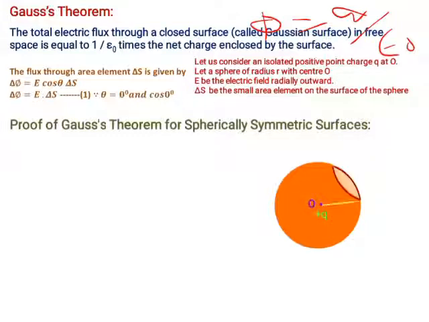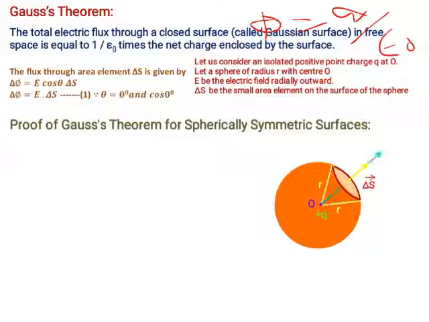Then these two are radius, r, and this is delta s. Delta s is a vector quantity. Just now we discussed area element or surface area, and it is a vector quantity. That is the reason we have to show the arrow. This is the normal or the area vector which is perpendicular to the surface.